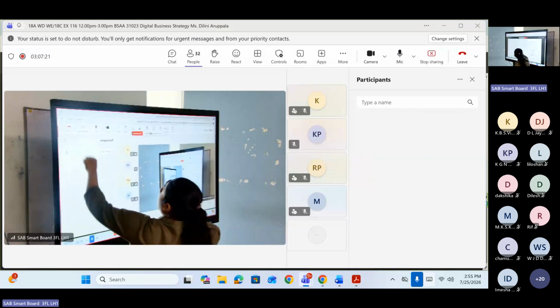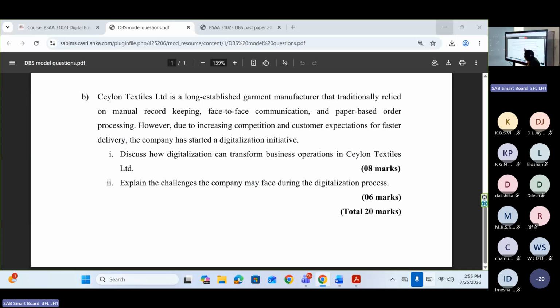Right. The company has started a digitalization initiative. So it's an open question. The question doesn't say what they do for digitalization. It's open, so it depends on your design and on you to suggest how they do this. The question asks: discuss how digitalization can transform business operations in the Sri Lankan textile company. In this particular company, how can digitalization be implemented?